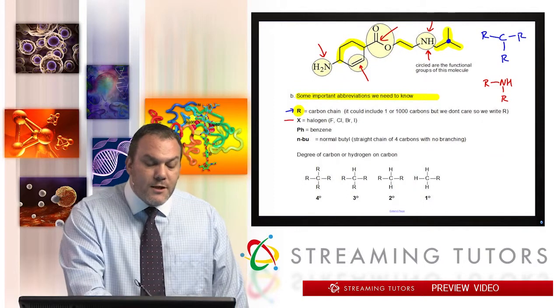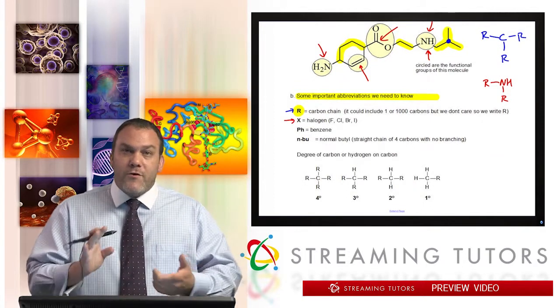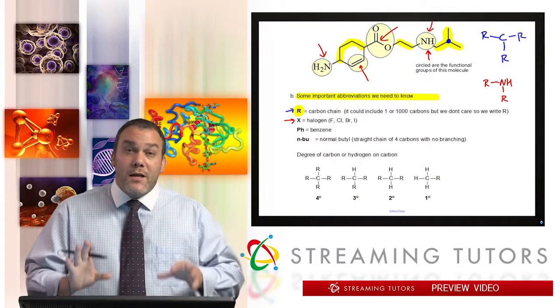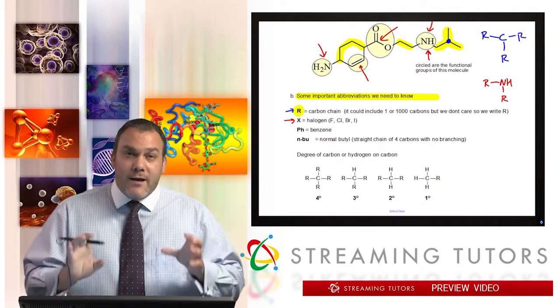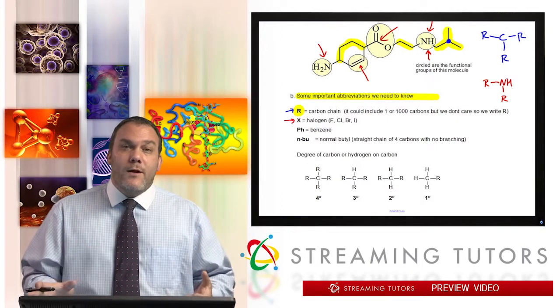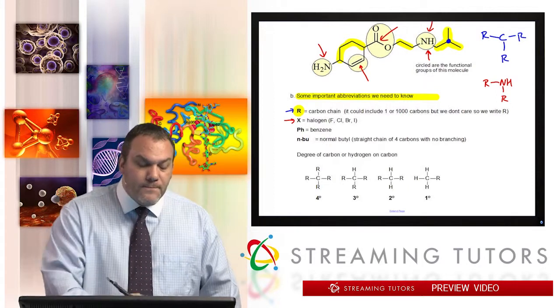Now halogen's very similar. If you don't care whether it's bromine, chlorine, fluorine, iodine, if it doesn't matter which halogen, then you'll see the letter X. Capital X tells us that we're dealing with a halogen, but we don't care what halogen, okay?